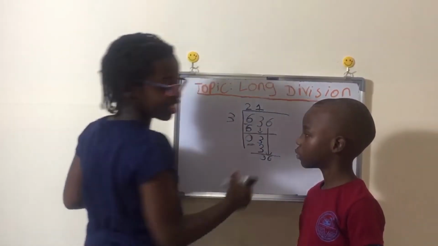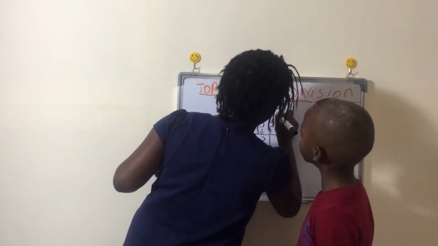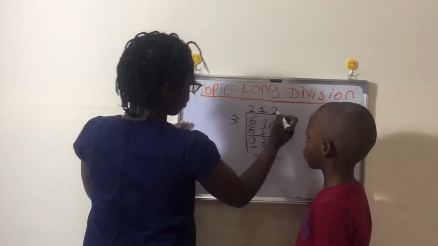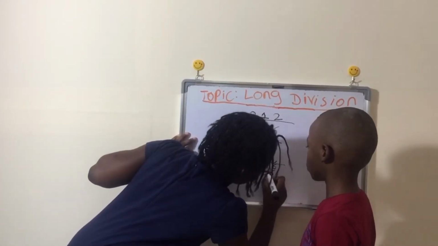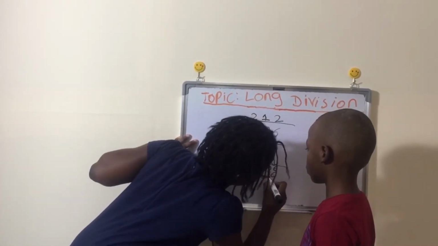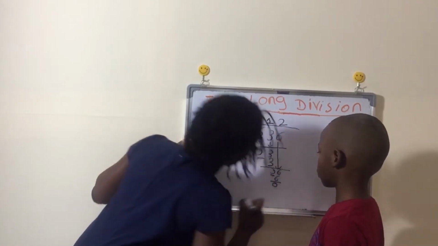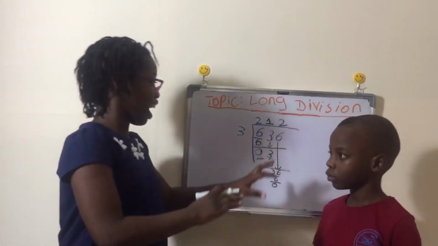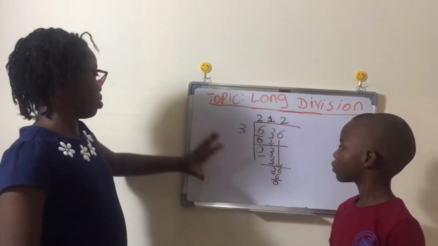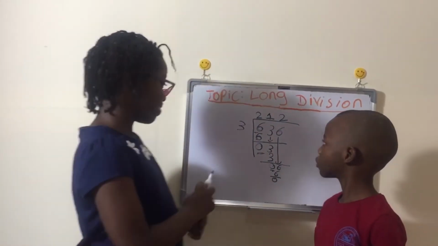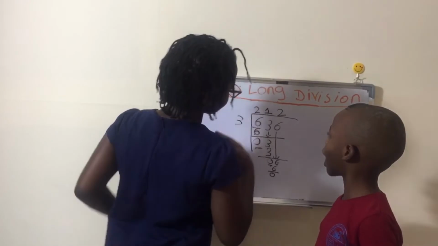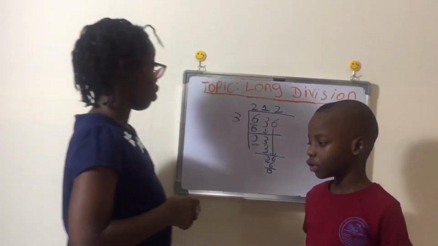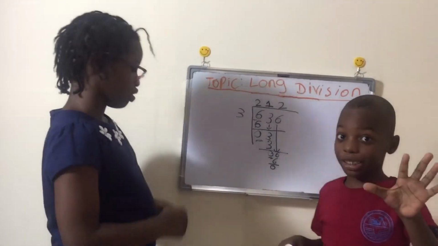2 times. We know that already. 2 times 3 is 6. So we have to write another 6. Then minus them to make 0. Now we have done all our numbers. And what did we get? We got 212. So this is a trick.